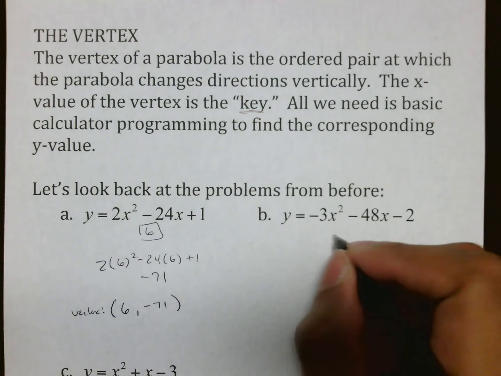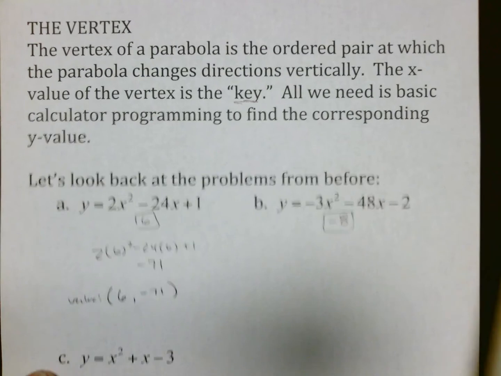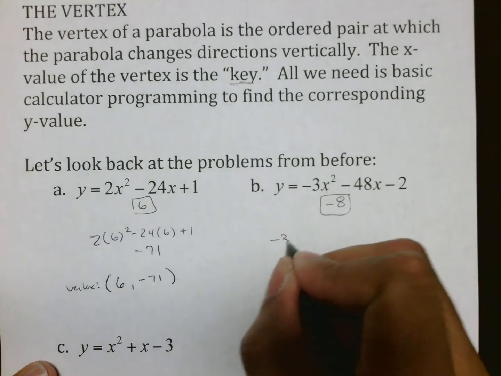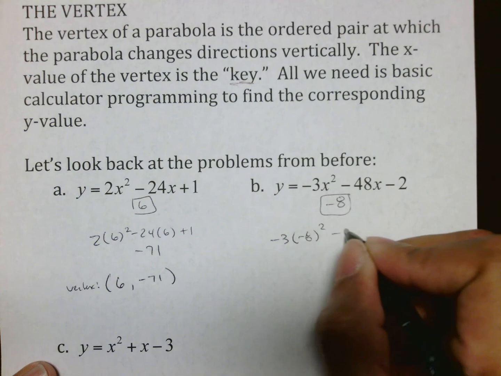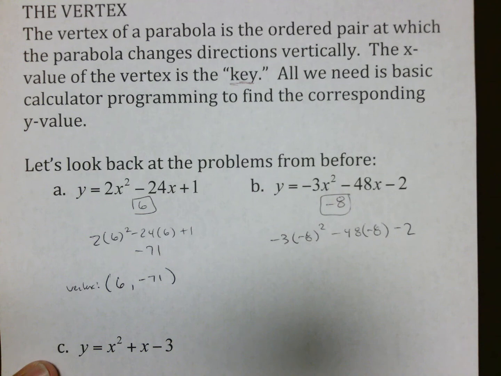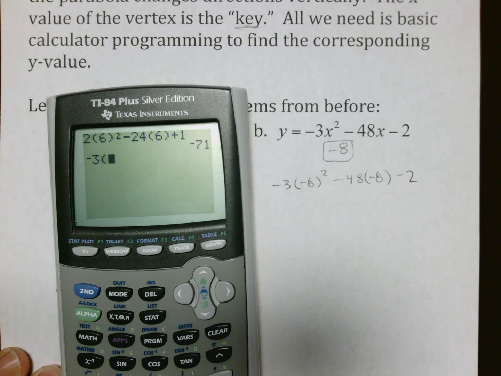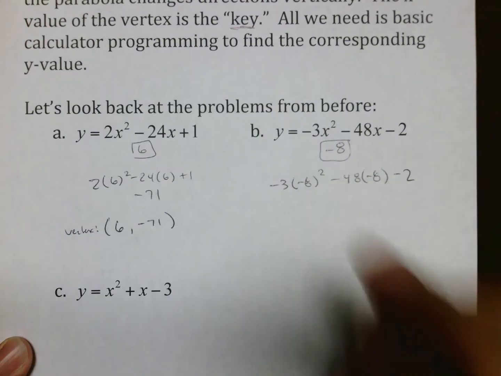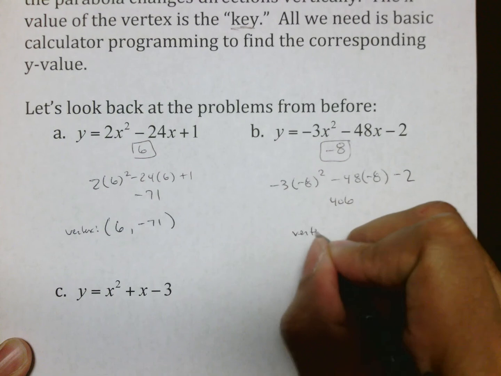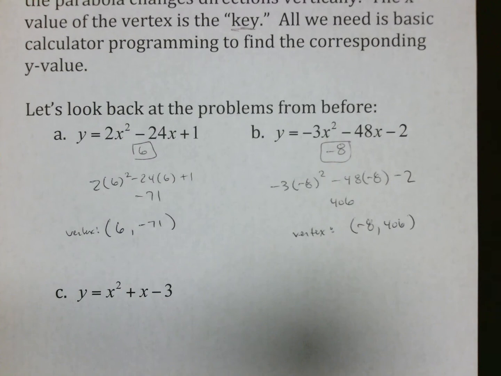The second key x that I found, again, was negative 8. I don't think we want to go through all that again. You'll get enough practice with that. But all you have to do is now type that in or put that in there. So negative 3 parentheses negative 8 squared. I'll write it out, and you should probably write it out for your notes also, just for the sake of knowing where it came from. But again, just plug that negative 8 in and make sure you type it in effectively or appropriately. So negative 3 parentheses negative 8 squared minus 48 parentheses negative 8 minus 2 is 406, which means your vertex is negative 8, comma, 406.